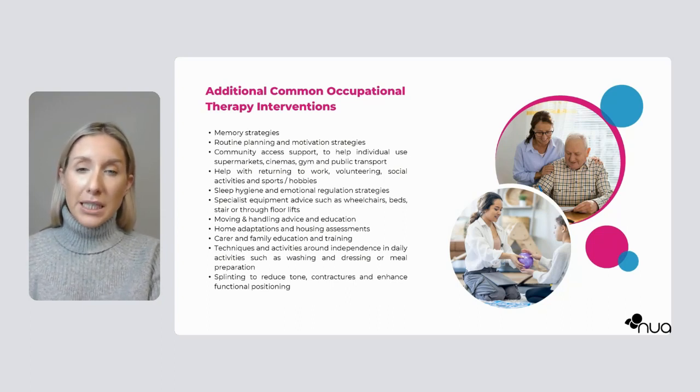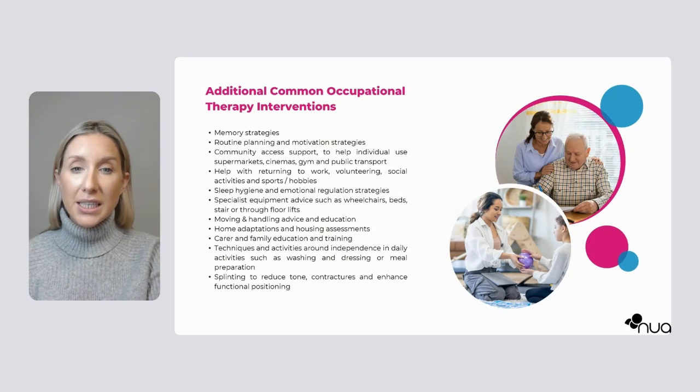They might also recommend specialist equipment such as wheelchairs or beds or through floor lifts. They might also provide advice and education on moving and handling. They might also advise on home adaptations and complete housing assessments to support accessibility. They might provide education and training to carers and family members. Occupational therapists might also advise on techniques and activities to support independence in daily activities, such as washing and dressing and meal preparation, for example.